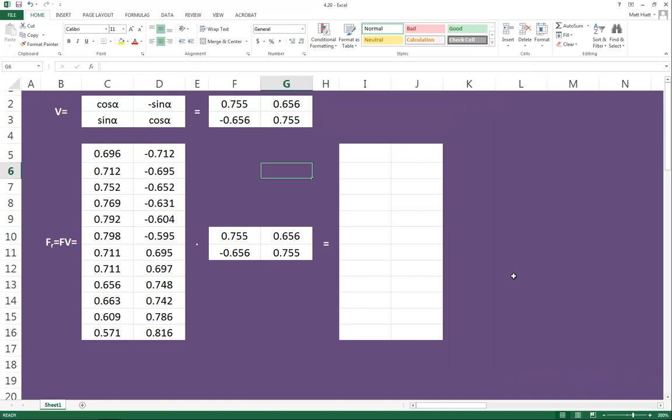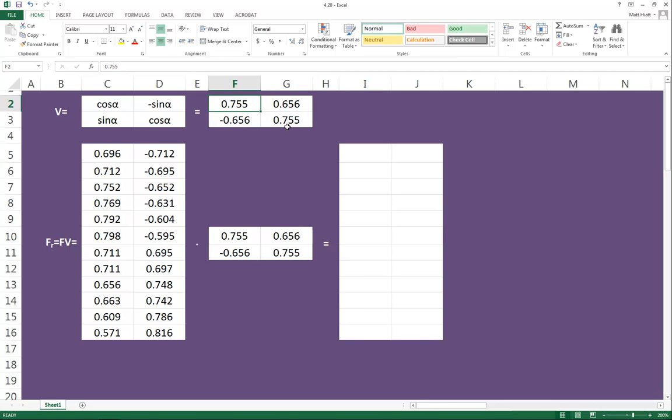So let's jump to Excel here, and I already have the unrotated factor loadings right here. And then in your text it talks about a transformation matrix. I like to call it a rotation matrix, and we call it V, which we obtain through this equation. We have cosine of alpha, where alpha is the clockwise angle, so in this case it would be 319. We have negative sine alpha, and cosine alpha again, which we get to be 0.755, 0.656, negative 0.656, and 0.755 respectively.